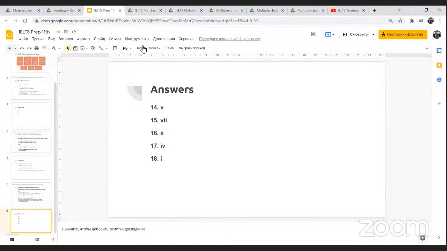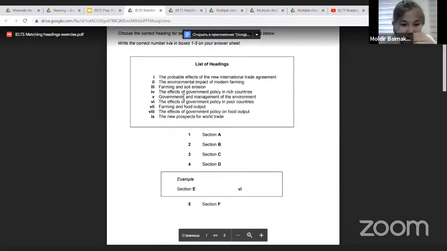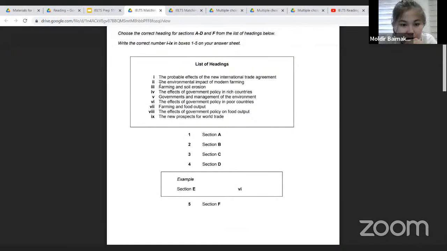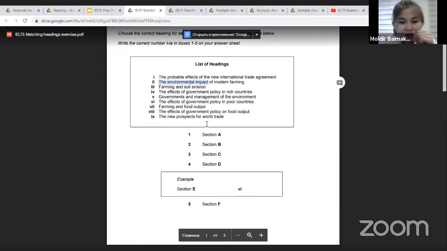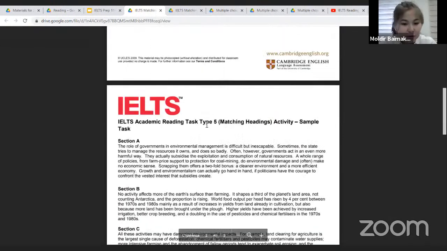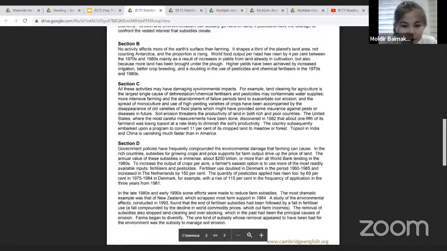3. Значит, у нас тут 2. Окей. Как раз environmental теперь идет туда, но farming and soil erosion. May have damaging environmental impacts. Видишь, первое предложение уже говорит наоборот. Environmental impact.